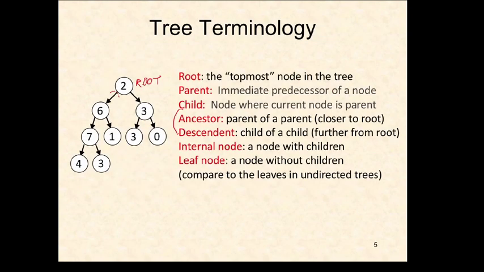Aryan, would 4 be a descendant of 6? Yes. So in this example, 4 would be a descendant of 6, but 0 is not a descendant of 6 because there's no link of pointers to connect them directly. We have to go in one direction. So descendant is always looking downward, ancestor is always looking upward.